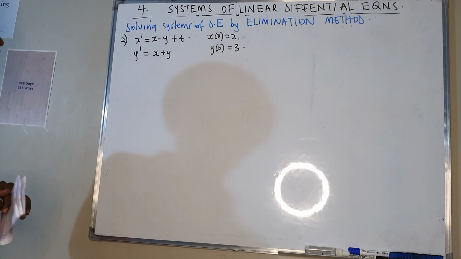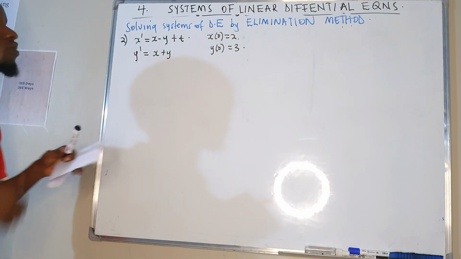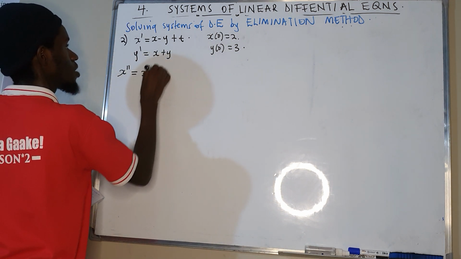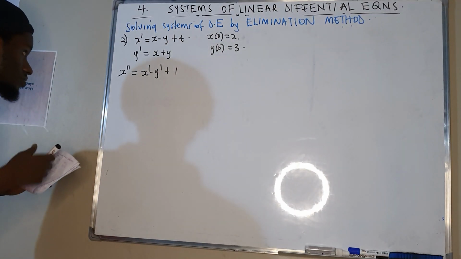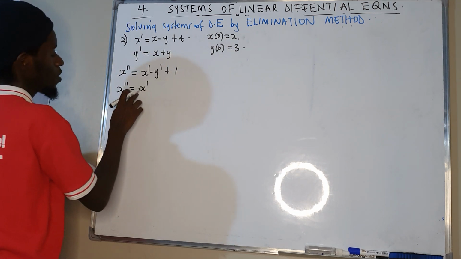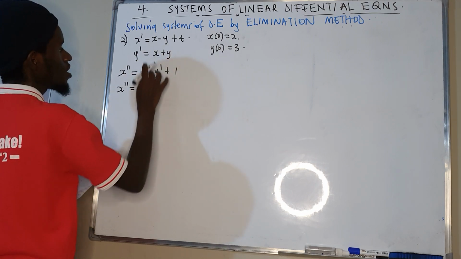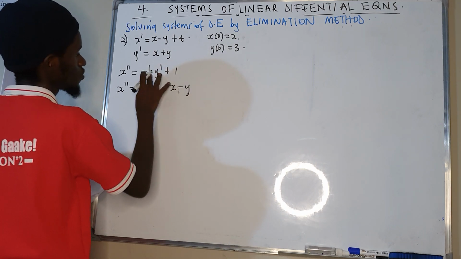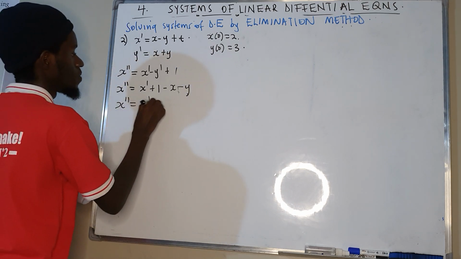We eliminate y, so as to get a system in terms of x only. Then differentiating a second time, I have x double prime equals x prime minus y prime. Now the derivative of t in terms of t gives 1, so I have x double prime equals x prime plus 1 minus y prime. Now I replace y prime with the second equation, and where there is minus y prime it is the same as having x minus y because of this negative here. Then I have my solution as x double prime equals x prime plus 1 minus x.